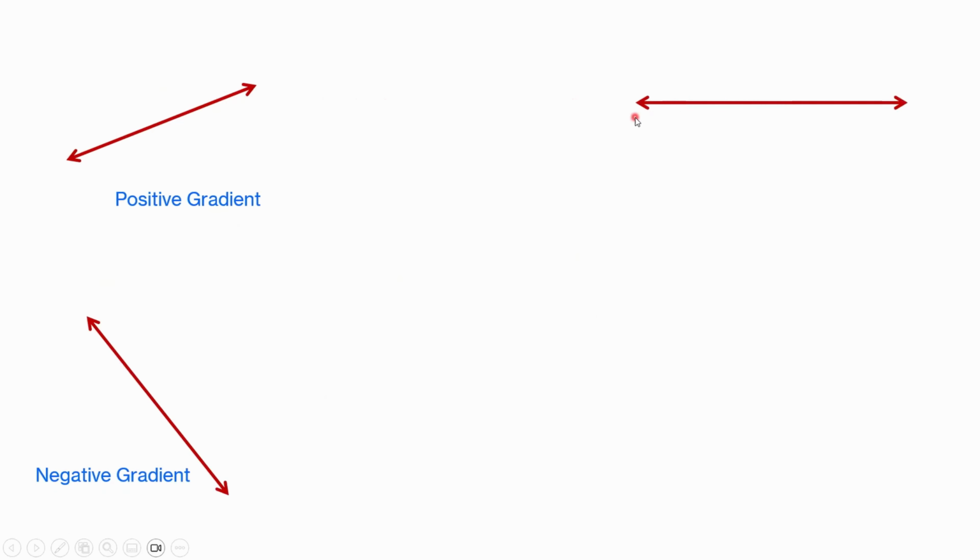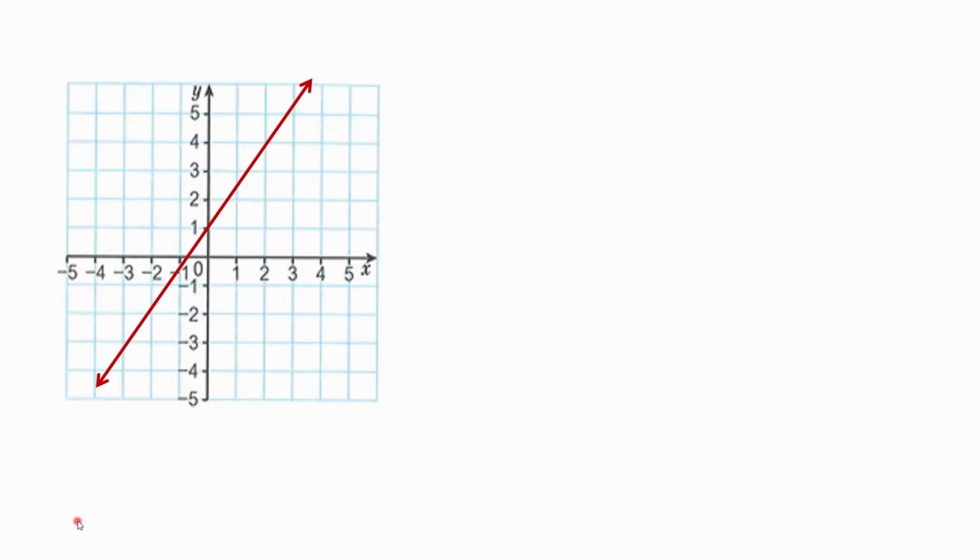Case number three, if I have a horizontal line, it means the line is not rising and it's not falling, so the gradient will be zero. I didn't go up and I didn't go down. The last case, if I have a vertical line, it doesn't have a degree of inclination, so the gradient is undefined, and later you will know that it will be undefined because it will be a number over zero. That's for the direction of the gradient, or the sign for the gradient.